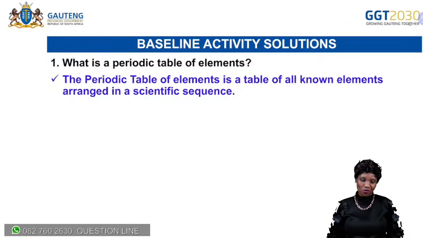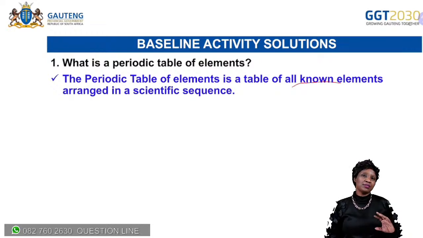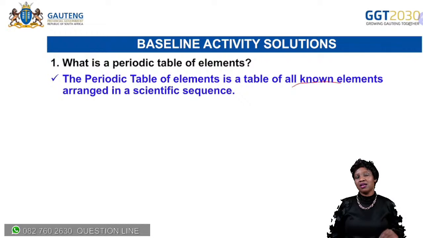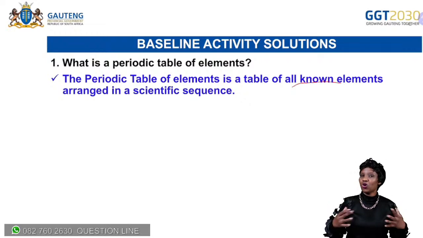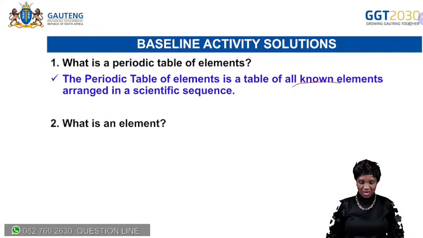Wow, that's great. The periodic table of elements is a table of all known elements arranged in a scientific sequence. These are all the known elements that we have, that we know, and they are on the periodic table of elements. Do you get that? Good. Then let's check question number 2.